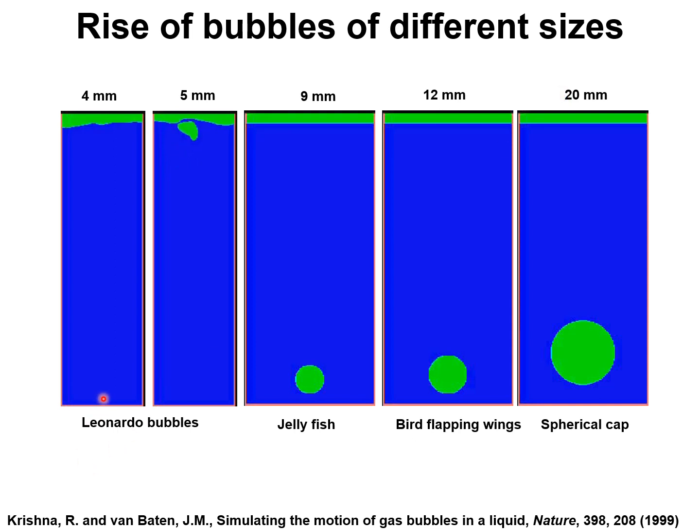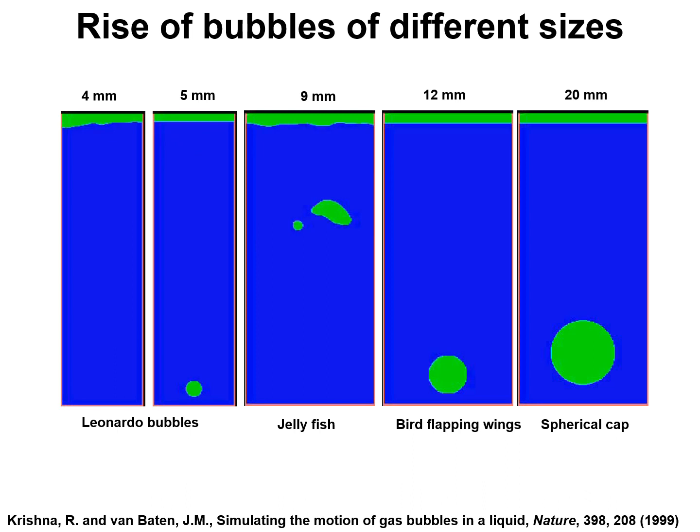Let's start with the 4 millimeter bubble. And we observe the sinuous motion reported by Leonardo and also observed in experiments. Let's go to the 5 millimeter bubble. Sinuous again, which is a little bit on the larger side.